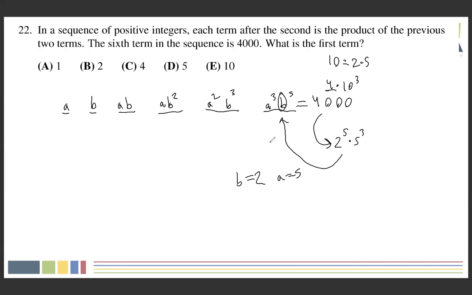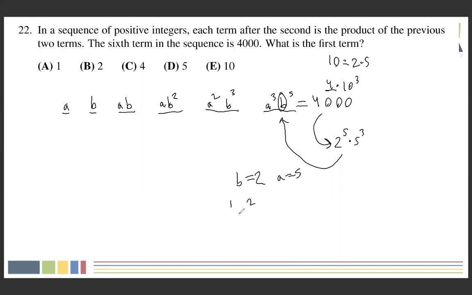Well, there's only 2. It could only be 1 or 2. Because if it had any other prime in its prime factorization, like let's say it was 7, of course, 7 to the 5 is not a part of this, right? So it can only be these two.